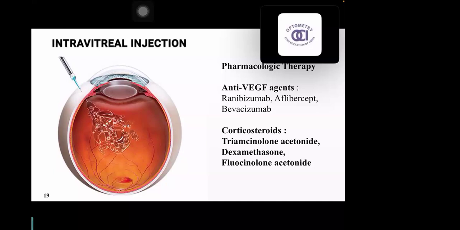In addition to anti-VEGF drugs, we can also use corticosteroids, which reduce inflammation and vascular permeability. Commonly used options include IVTA and dexamethasone implant. However, these steroids carry a high risk of increased intraocular pressure and cataract formation. So they are generally used selectively. So in short, pharmacologic therapy helps to stabilize or improve vision, but it needs to be combined with strict systemic control and regular monitoring.